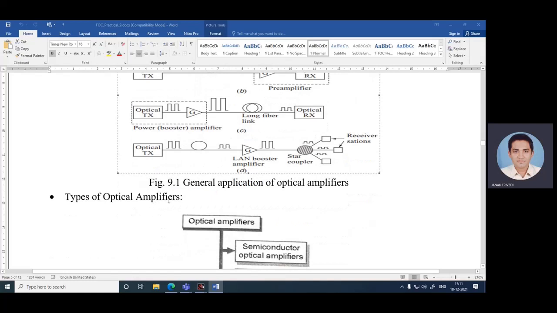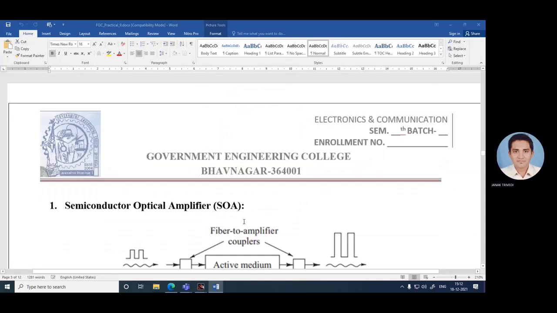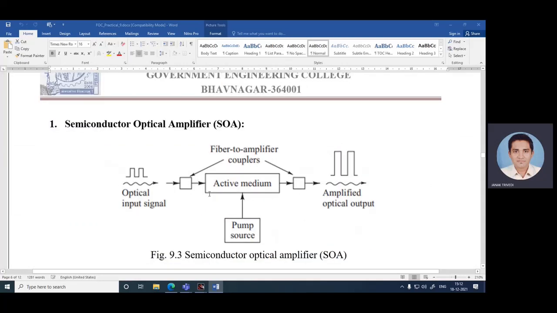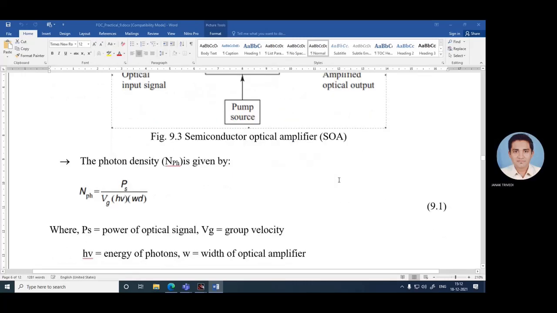Types of optical amplifier. Figure 9.2 indicates types of optical amplifier: semiconductor optical amplifier, erbium doped fiber amplifier, Raman amplifier and wideband optical amplifier. Semiconductor optical amplifier. Figure 9.3 indicates semiconductor optical amplifier with optical input signal, fiber to fiber coupler, active medium, pump source and amplified optical output.